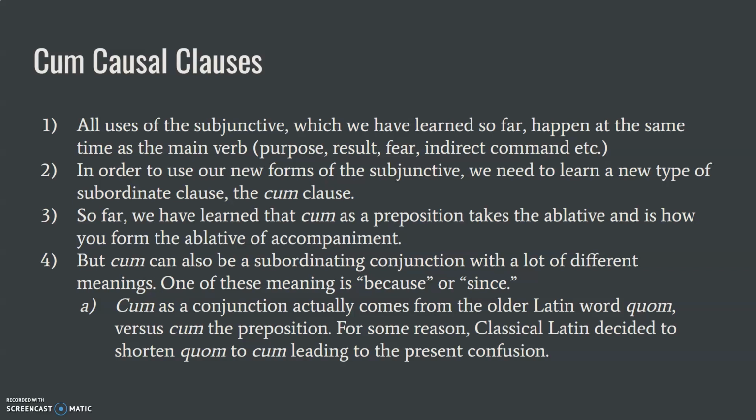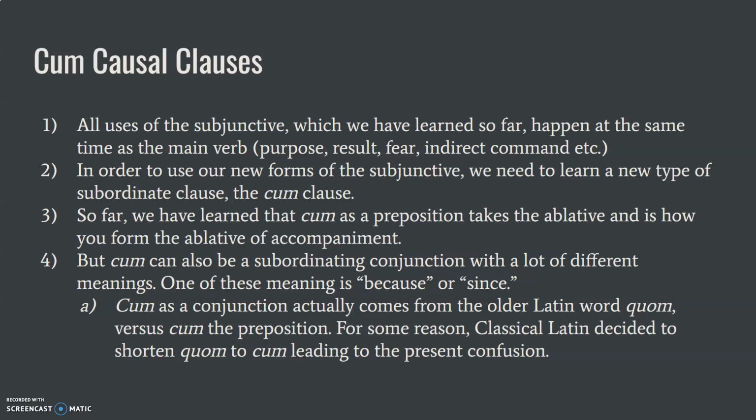So far we've learned that cum is a preposition, and it takes the ablative, and it's how you form the ablative of accompaniment. But cum is also a subordinating conjunction, which can mean several different things, but one of the most common is because or since. And when cum as a subordinating conjunction means because or since, we call this a cum causal clause.